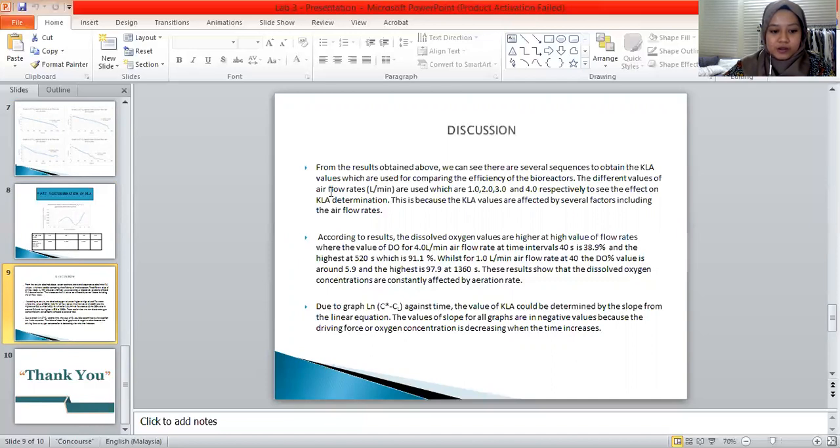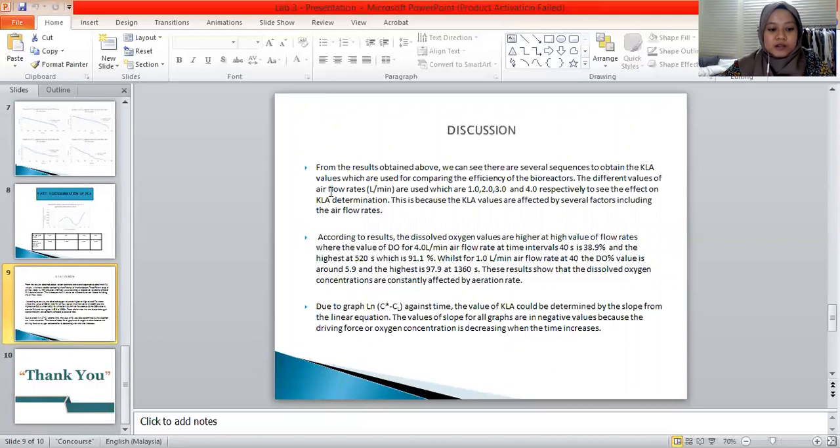According to the results, the dissolved oxygen value is higher at a high flow rate. The value of DO for the 4.0 liter per minute air flow rate at the time interval of 40 seconds is 88.9% and the highest at 520 seconds, which is 91.1%. While for the 1.0 liter per minute air flow rate at 40 seconds, the DO percentage value is around 5.9 and the highest is 97.9 at 1360 seconds. These results show that the dissolved oxygen concentration is constantly affected by the aeration rate.